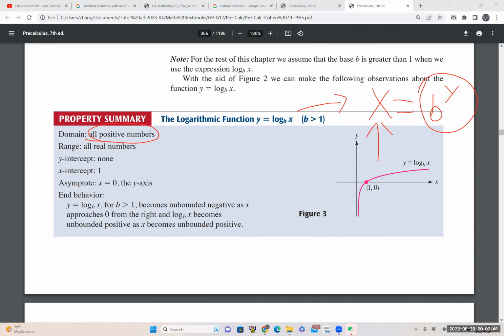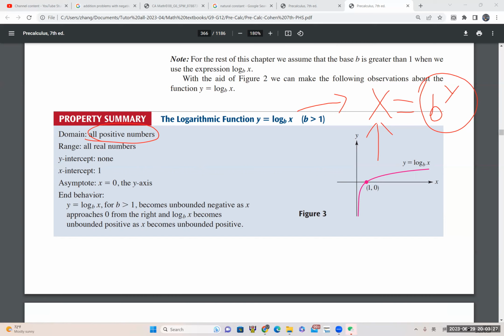Y-intercept: none. Why? Because we already mentioned x is greater than 0. For the y-intercept we would set x equal to 0, but x cannot be 0, right? So no y-intercept. Of course, x cannot be 0, but x can approach 0 from the right side, right? That's why this is an asymptote.